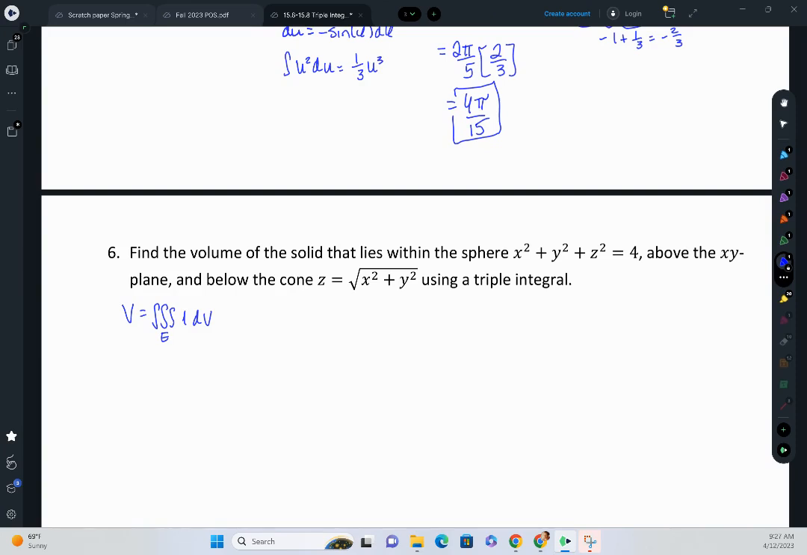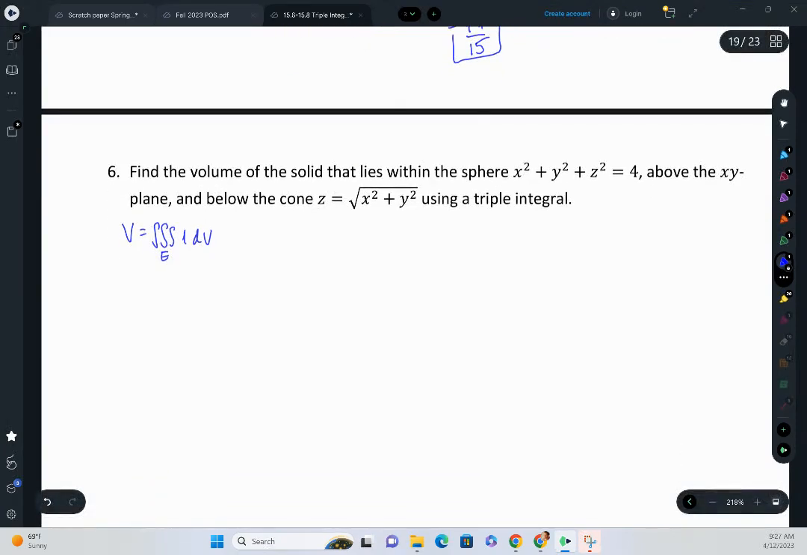All right, so again, we are above the xy plane, and we are below a cone and inside of a sphere. Oh, goodness gracious. Let's see what this looks like. So here is the top half of a sphere. I'm only doing the top half because we're told that the xy plane is one of the bounds.